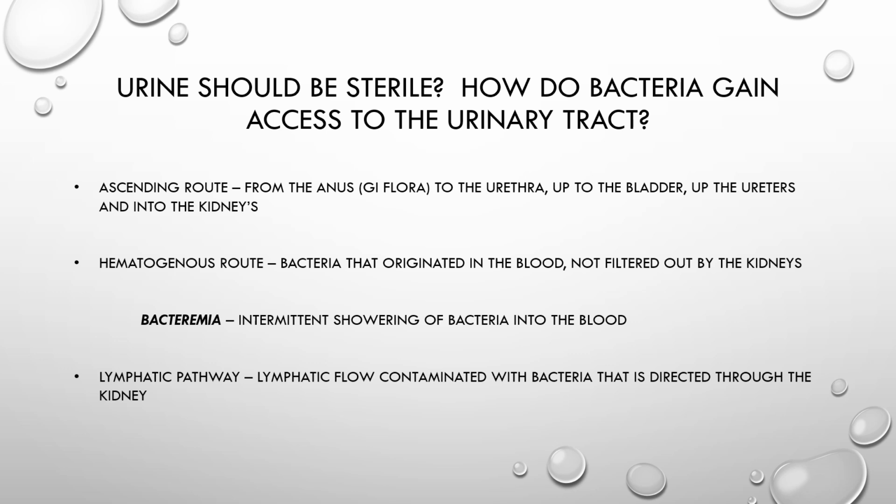They can also appear in urine because of the hematogenous route, and that is bacteria that originated in the blood and is not filtered out by the kidneys. And that's when a person has bacteremia, which is an intermittent showering of bacteria into the blood, and then those bacteria are not filtered out by the kidneys and they can end up in the urine. And then finally, the third way that people can get infections of the urinary tract is through the lymphatic pathway, where the lymphatic flow is contaminated with bacteria that is directed through the kidney.